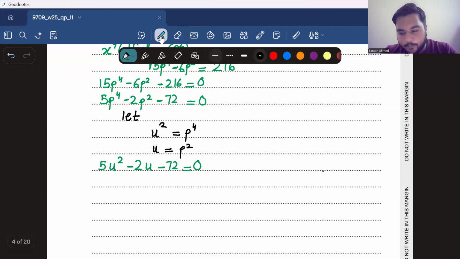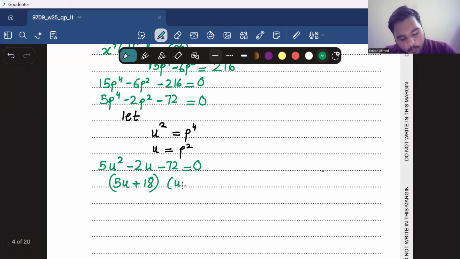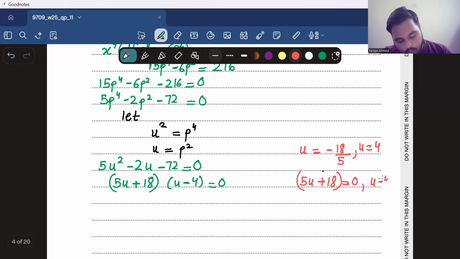We will write 5u plus 18 and u minus 4 is equal to 0, because the answers we got in the calculator are u equals minus 18 over 5 and u equals 4. So it will become 5u plus 18 is equal to 0 and u minus 4 is equal to 0.